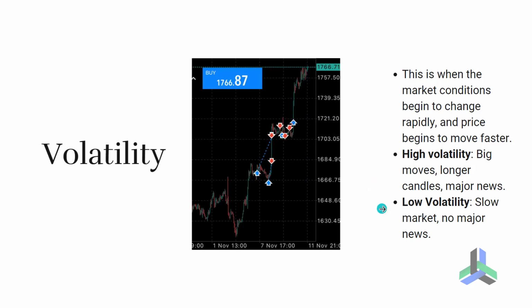And then one of the reasons is major news happening at that time, okay? So when there's low volatility, it means that the market is slow, or there's no news at that time, or nothing is influencing the market, or maybe the market is closed at the time, okay?